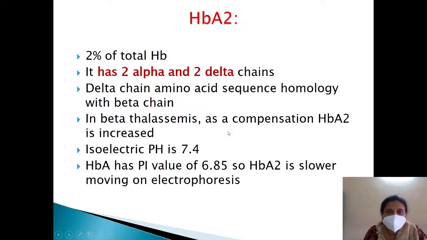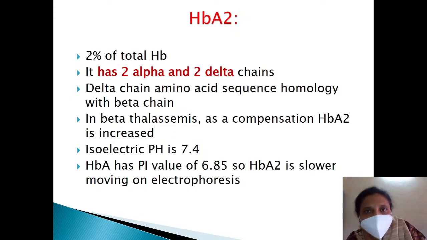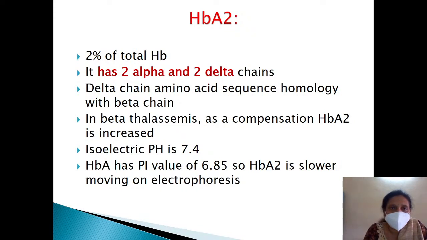Now coming to HbA2. What we discussed in the previous class, the structure of hemoglobin, is nothing but the structure of hemoglobin A. That means hemoglobin A1 is like normal hemoglobin. 90% is HbA1, composed of 2 alpha and 2 beta. That you know, the structure.